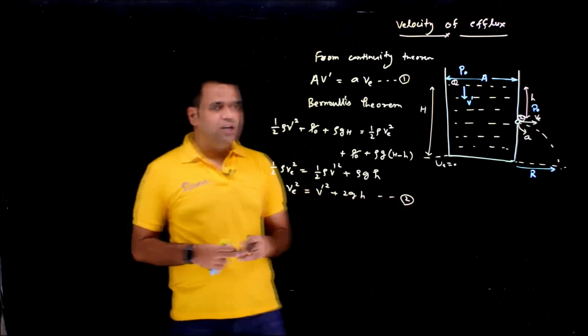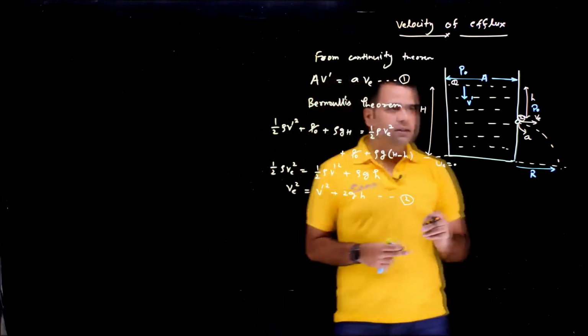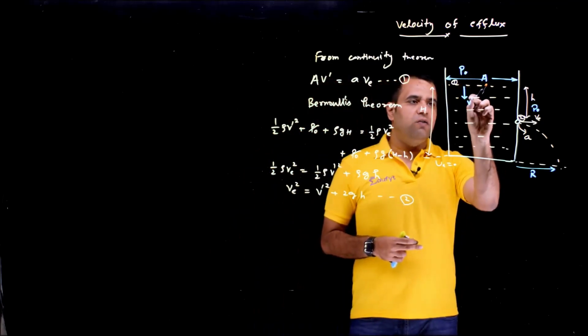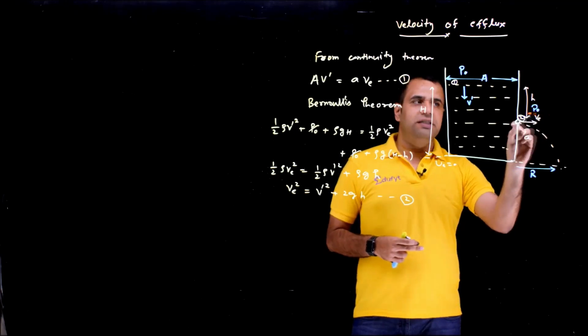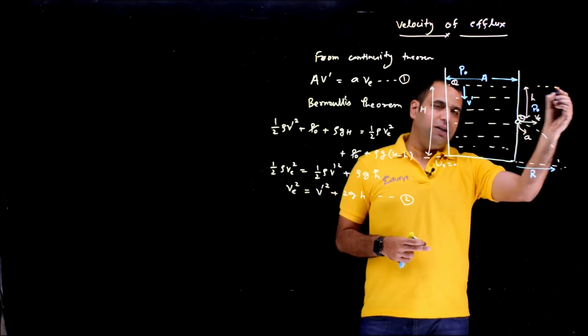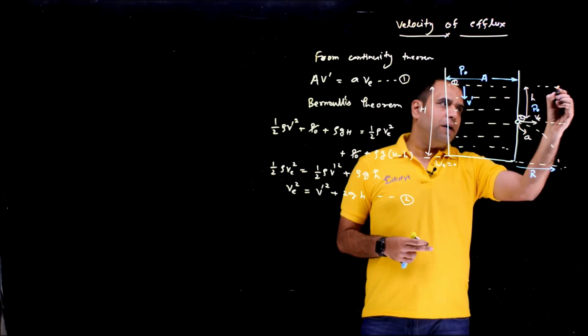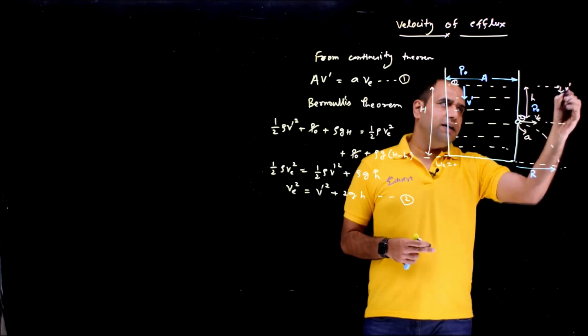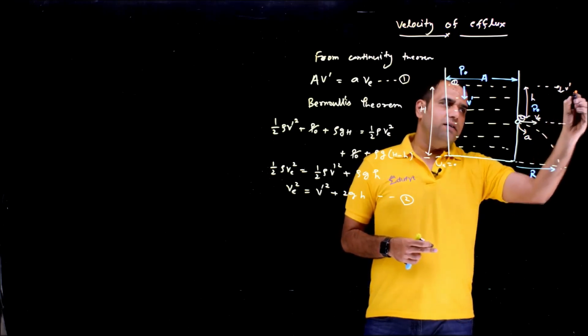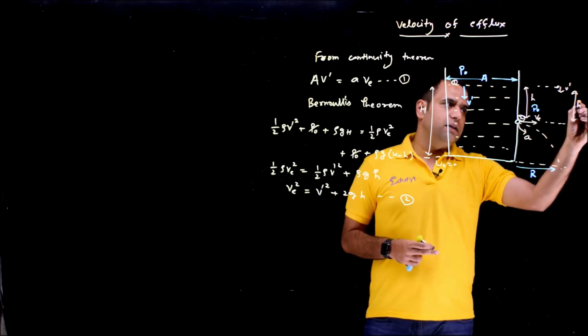If you see the second equation, there is an interesting aspect regarding this. In this case, this layer is moving down with velocity V dash, and at this point the velocity is VE. So hypothetically, if I drop a particle from this point with velocity V dash, this height is small h.